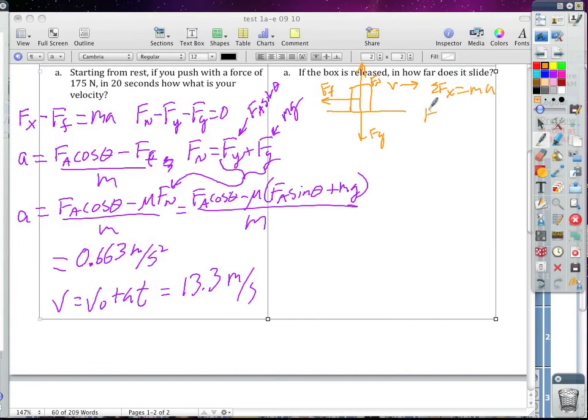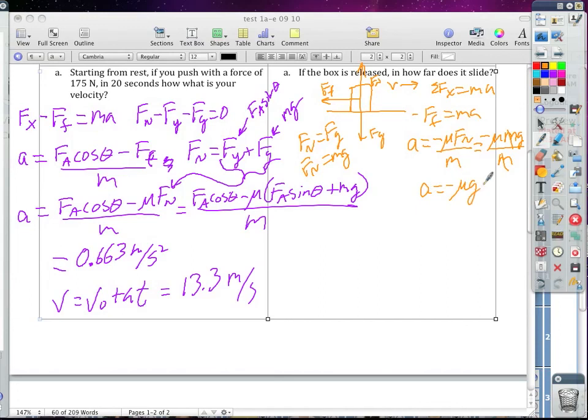So I do the sum of the forces, and the X is equal to ma. That's going to give me negative Ff is equal to ma, right? Which gives me a is equal to negative mu Fn over m. Based on this, do you see that Fn is equal to Fg, or Fn is equal to mg? So that means negative mu mg over m. The m's cancel, I get a is negative mu g.